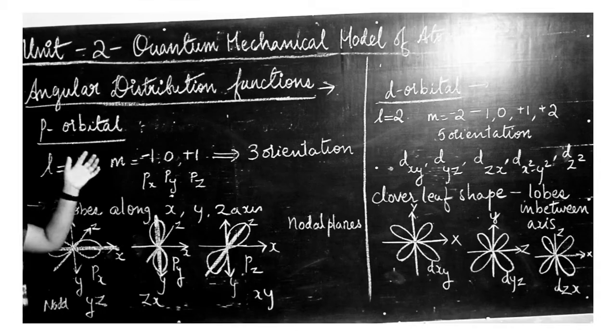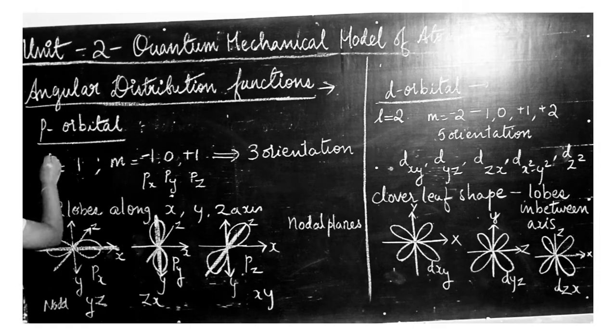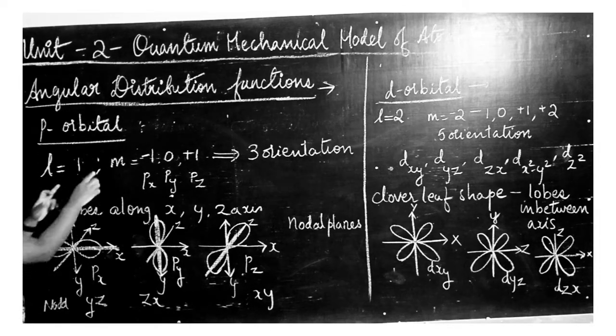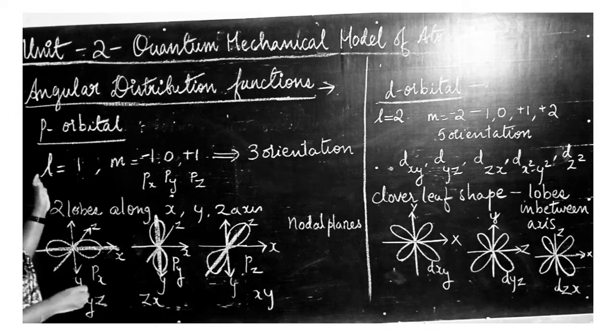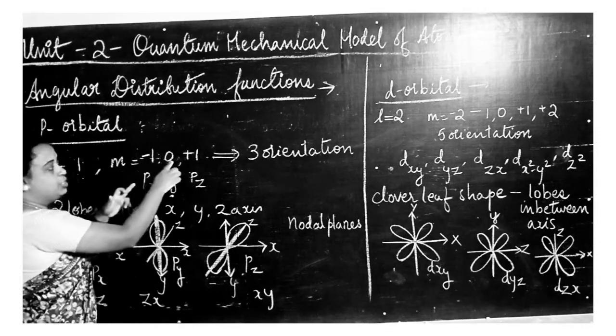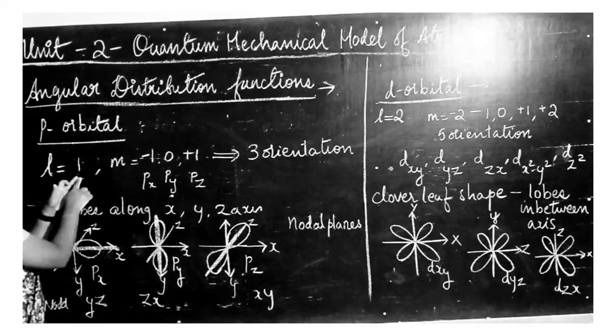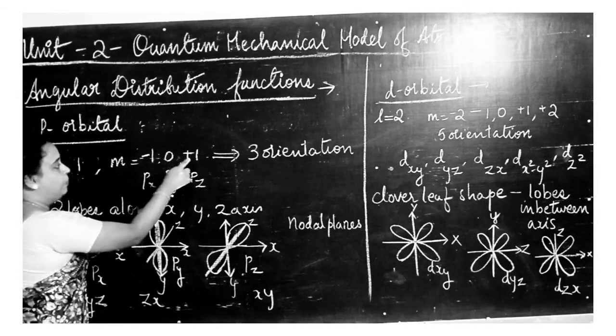Fine. Now let us see the angular distribution in the case of the p orbital. The value of L for the p orbital is 1. L is your azimuthal quantum number, and when the value of L is equal to 1, the magnetic quantum number will be minus 1, 0, plus 1.